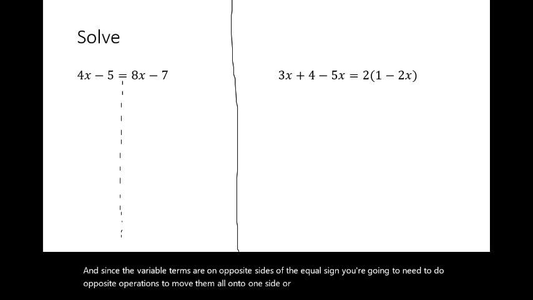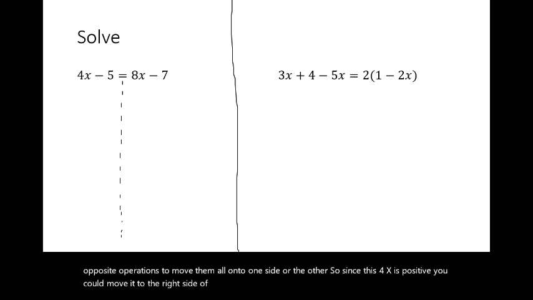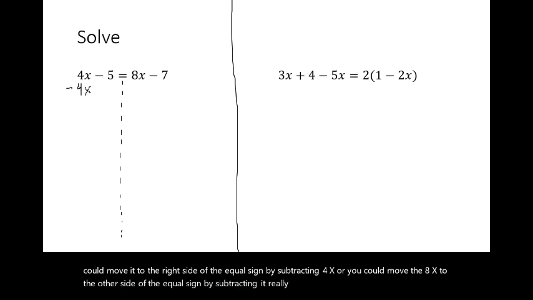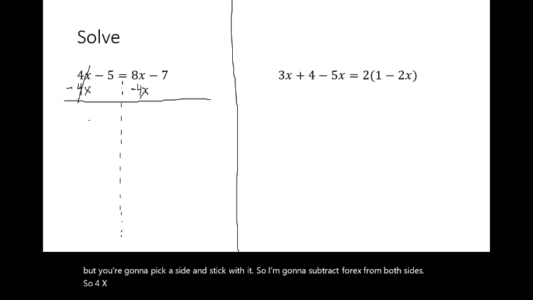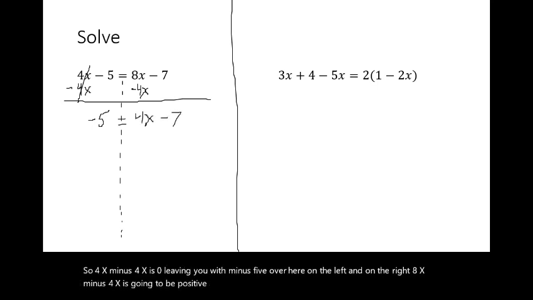So since this 4x is positive, you could move it to the right side of the equal sign by subtracting 4x. Or you could move the 8x to the other side of the equal sign by subtracting it. And it really doesn't matter which side you pick, but you're going to pick a side and stick with it. So I'm going to subtract 4x from both sides. So 4x minus 4x is 0, leaving you with minus 5 over here on the left. And on the right, 8x minus 4x is going to be positive 4x, and then you're going to leave that minus 7 alone.